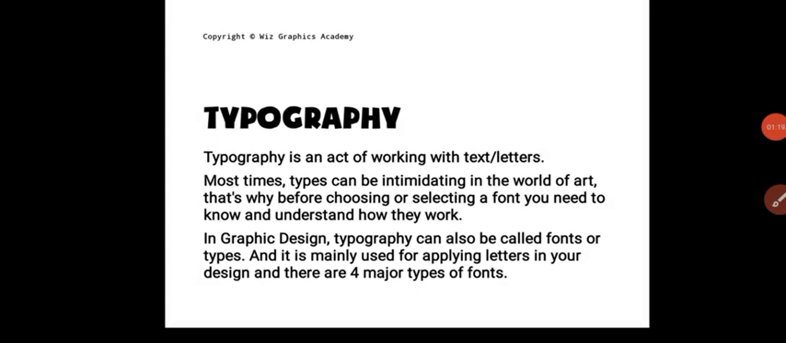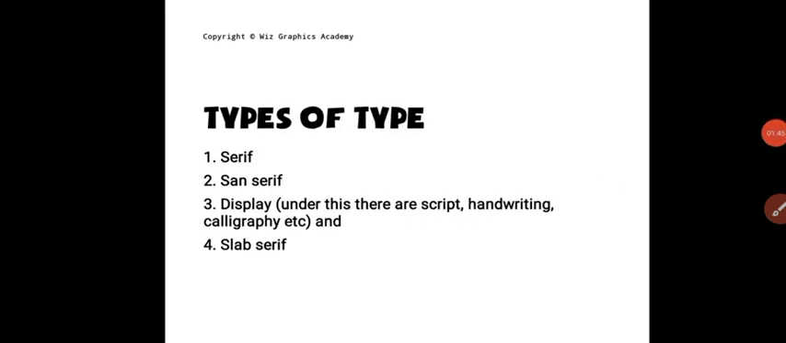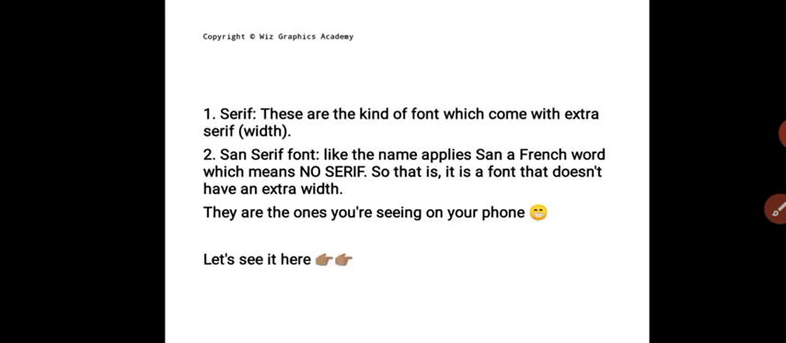Okay, all right guys, so there are 4 major types of fonts, which I'm going to be teaching you and explaining explicitly. So what are the types of fonts? The first one is serif font, the second one sans serif, the third one display font, and the last one is slab serif. So these are the 4 main types of fonts. I'm going to be explaining each of these fonts. Now the first one is serif fonts. These are the kind of fonts which come with extra width, extra serif. Don't worry, I'm going to be showing you examples.